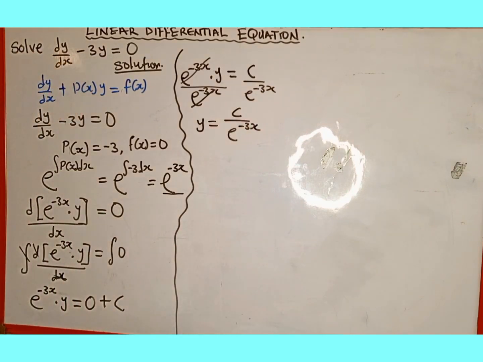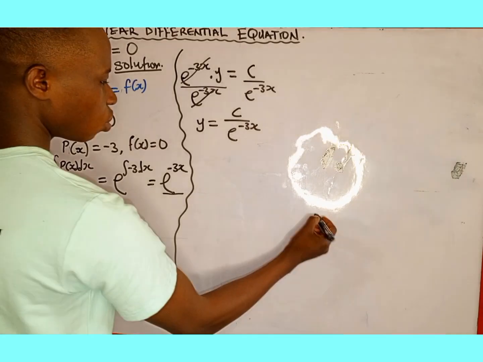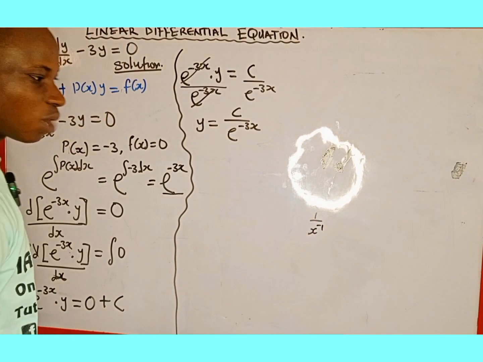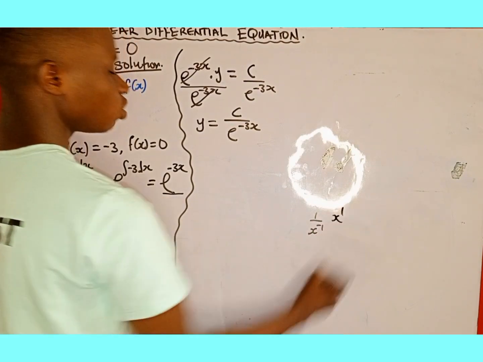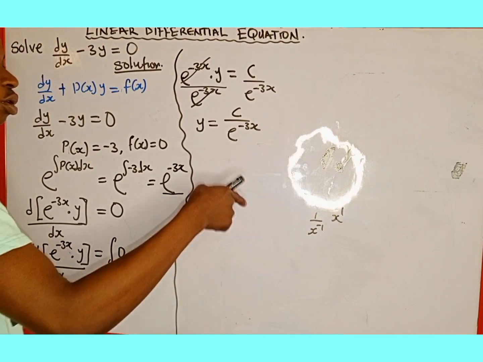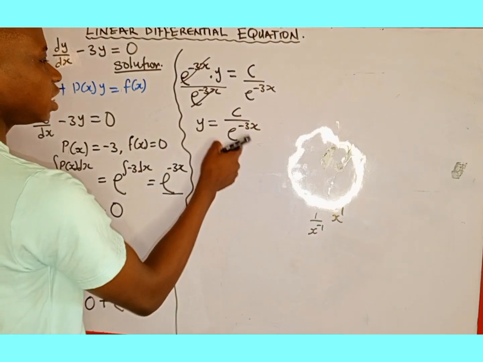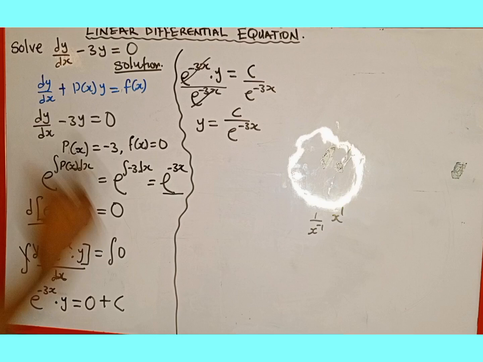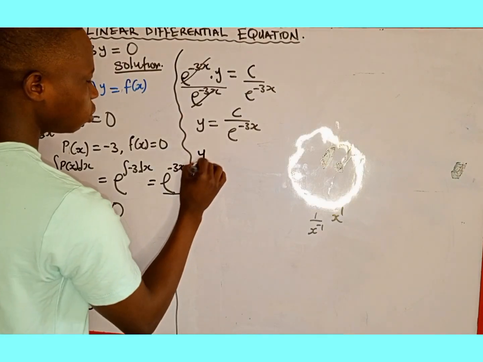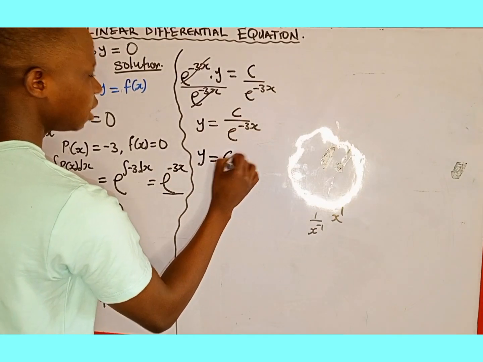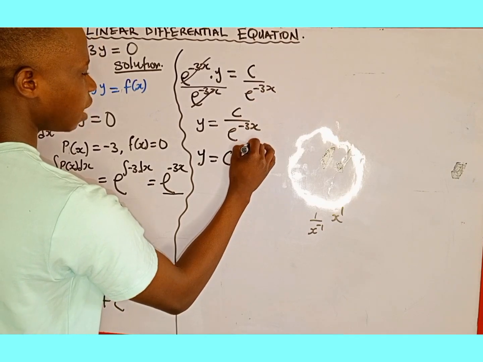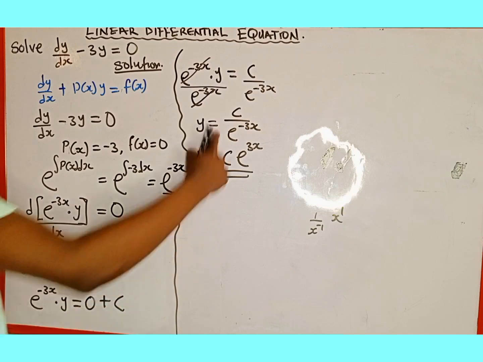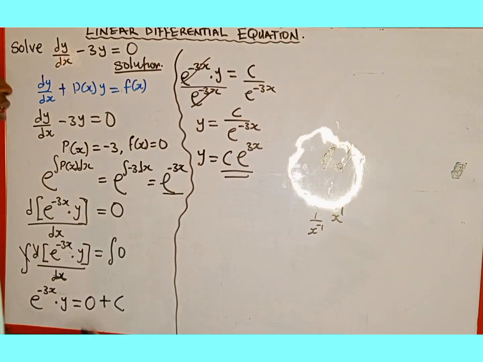So according to the law of indices, when you have 1 over x to the power of minus 1, it can also be written as x to the power of 1, positive. When it goes up, it turns to positive. So this e to the power of minus 3x can go up and it will turn to positive. We are going to have what? y is equal to c multiplied by e to the power of 3x. So the minus will change to plus when you turn it from the denominator to the numerator.